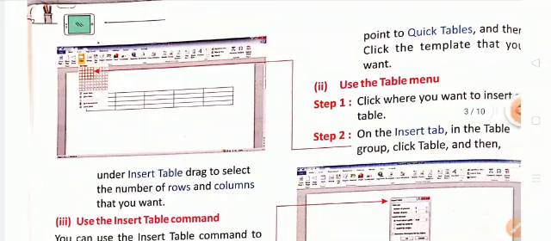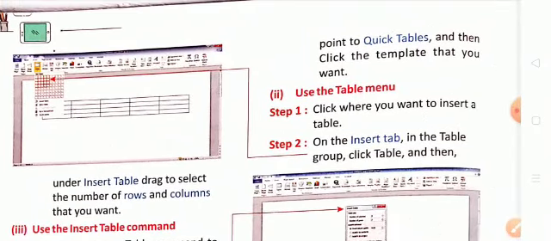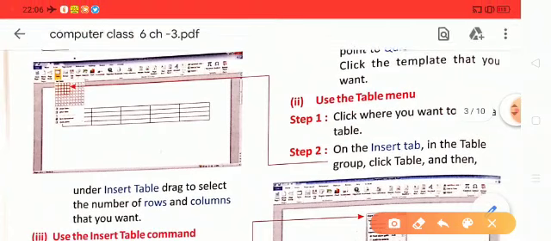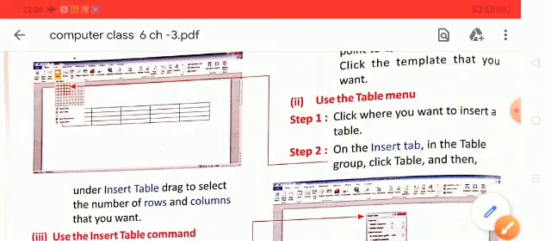Now the second method is using the table menu. In step number 1, click where you want to insert a table. Now click on the insert tab. In the table group, click table, and then under insert table, drag to select the number of rows and the number of columns that you want. So this is the second method, using the table menu options.